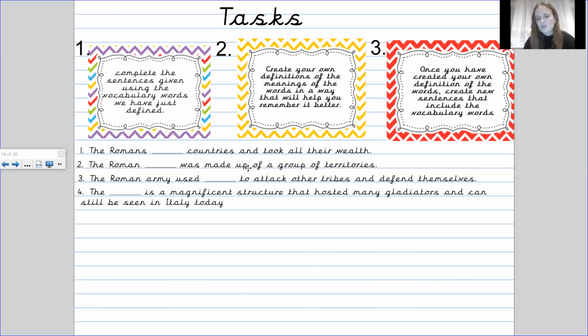Once you have done that task, you will move on to the final task, which says, once you've created your own definition of the words, create new sentences that include the vocabulary words. So come up with your own sentences that include the vocabulary words, the 10 vocabulary words that we have just gone through.